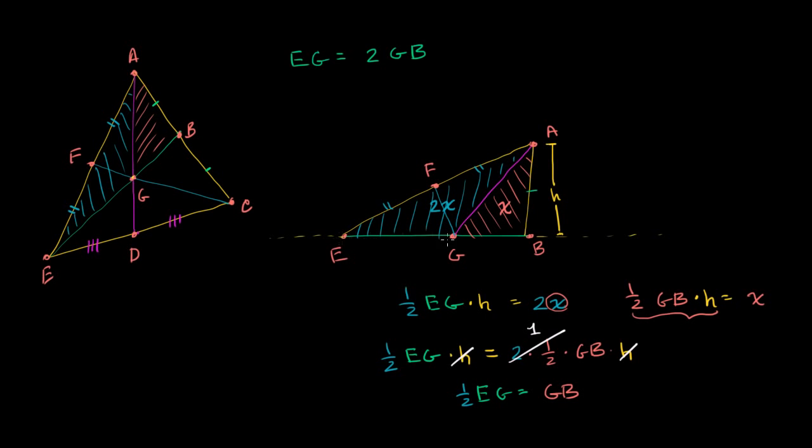So for example, if EG is 2, this is going to be 1. If EG is 4, this is going to be 2. So we've actually proven our result. To get to the result we wanted to prove, we just have to multiply both sides of this equation by 2. You multiply the left-hand side by 2, you get EG. You multiply the right-hand side by 2, you get 2 GB. So we've proven that EG is twice GB. And you can apply the same logic to any of the medians to show that the centroid is exactly 2/3 along the way of the median.